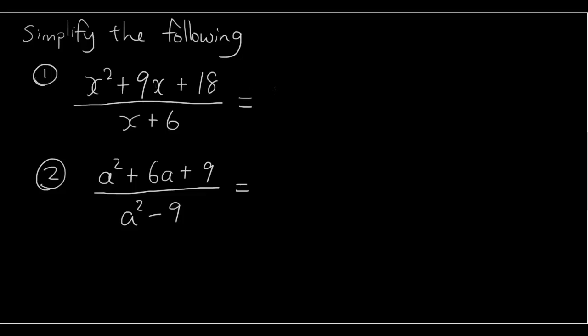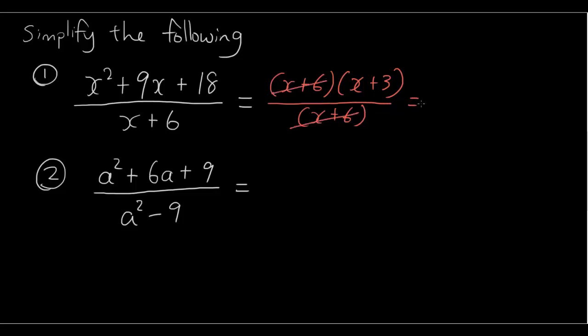Okay, so the top part, using the box method, we end up with x plus 6, x plus 3, and the bottom part we have x plus 6. So x plus 6 on the top, x plus 6 on the bottom, we're left with x plus 3 is the answer.